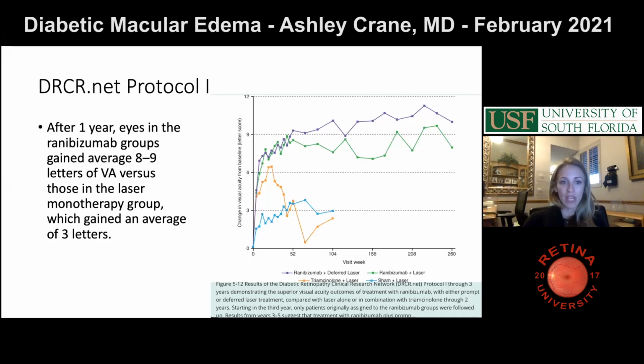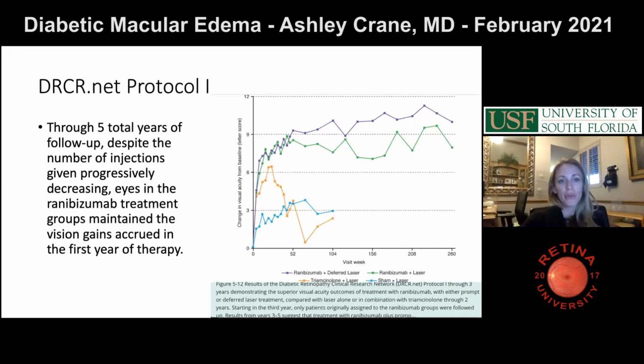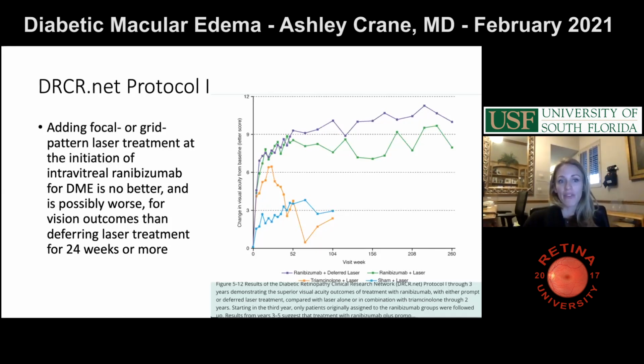And as is the Triessence arm. Through 5 years of follow-up, despite the number of injections going down, the ranibizumab, the anti-VEGF patients still do better. And adding focal or grid laser at the initiation of the injection is no better and possibly worse for visual outcomes than deferring the laser for 24 weeks or more. So really, just treating these patients with anti-VEGF, they're doing better.